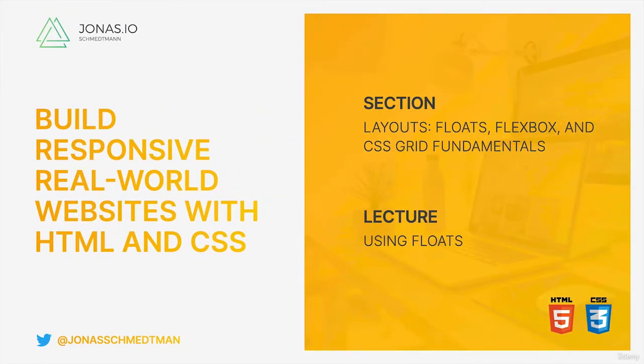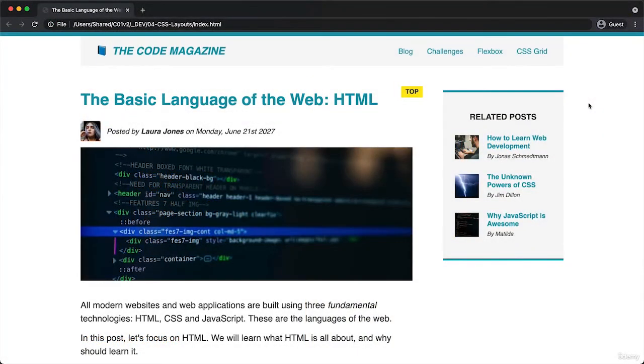Now, before we can actually build a float layout, first we need to understand how the float property actually works. So that is going to be the goal of this lecture. So in this section, we will keep working on our blog post page from the Code magazine. And we will use each of the three methods of building layouts to create a layout like this.